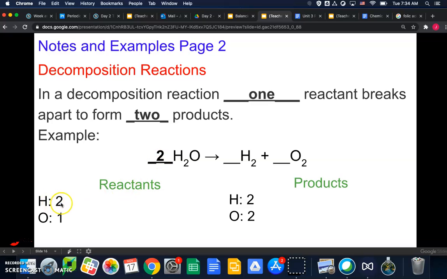Okay, so then now I have 4 hydrogens and 2 oxygens. So the oxygens are balanced now, but now the hydrogens are unbalanced. So I'm going to fix that on the product side by putting a 2 in front of this hydrogen. Now I should have 4 hydrogens total on the product side and the reactant side, and 2 oxygens on the products and reactant side. We're good. So I'm going to get rid of the blank in front of the oxygen, and that is my chemical equation. 2H2O yields 2H2 plus O2.